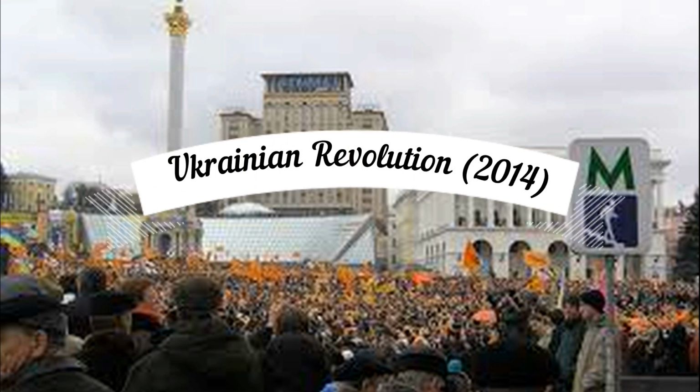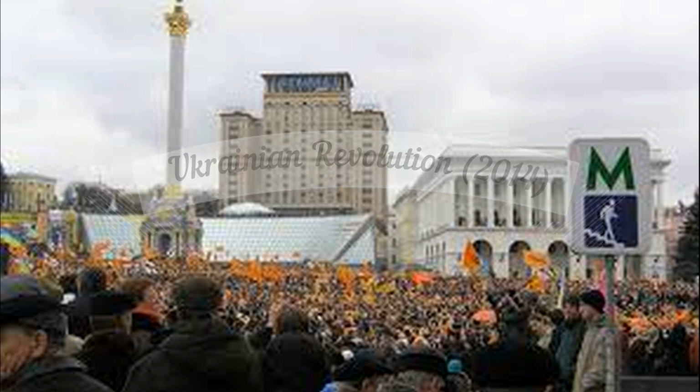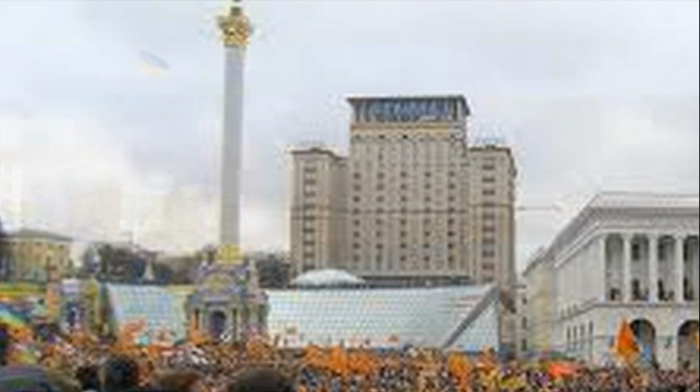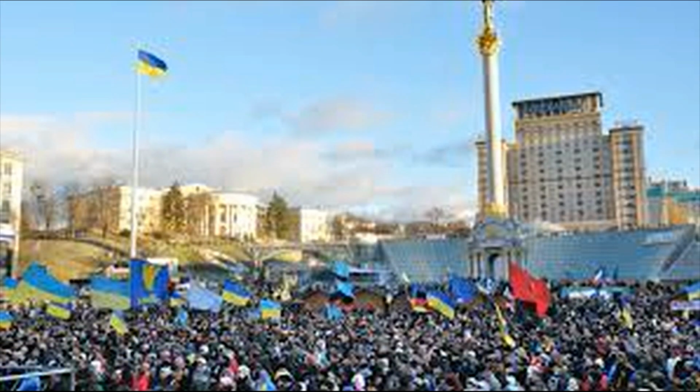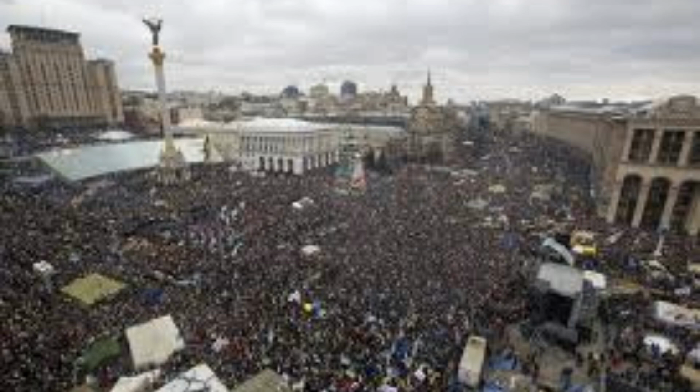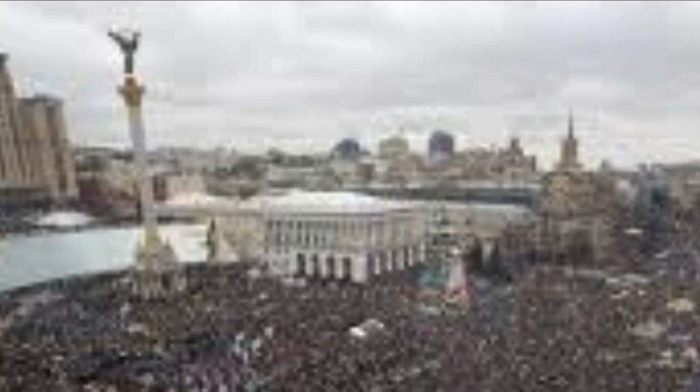Ukrainian Revolution, 2014, also known as the Euromaidan. This revolution led to the ousting of President Yanukovych and significant political changes in Ukraine. It was driven by public demands for closer ties with the European Union and opposition to corruption.